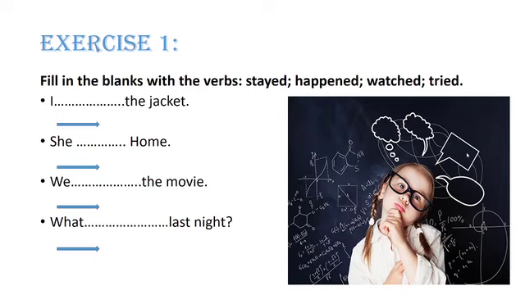Now let's practice these forms. So your first exercise, look at the question that you have. Fill in the blanks with the verbs stayed, happened, watched, tried. So you have 4 verbs, 4 sentences. What do you think for the first sentence? And you have the jacket. Can we say I stayed the jacket? Of course not. What do we say? Which verb are you going to use? Let's see if you get the correct one. And I know you do.